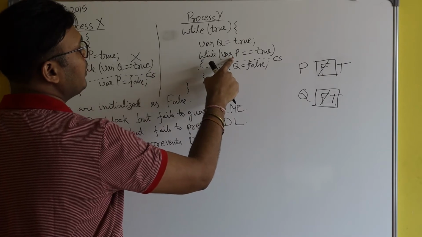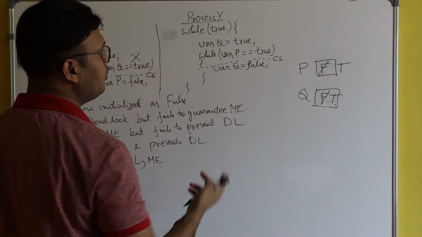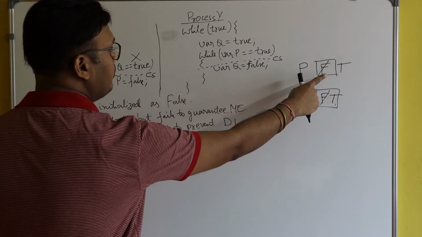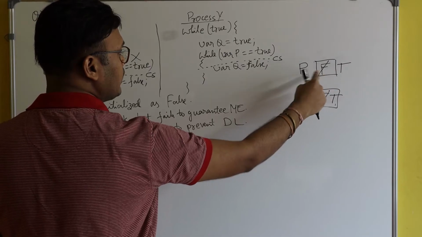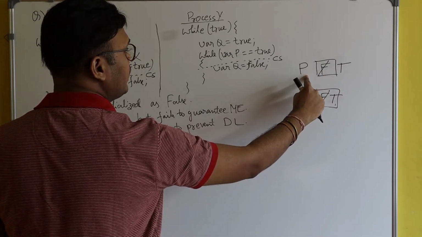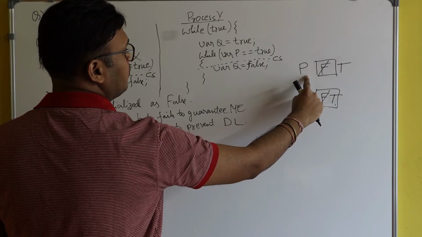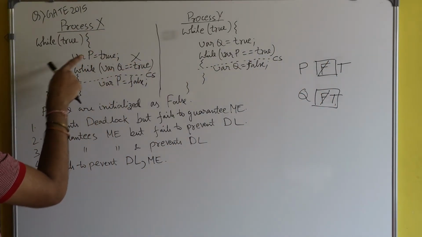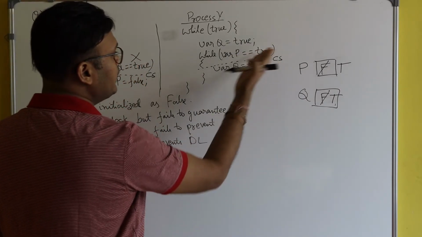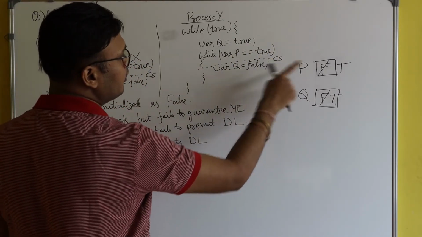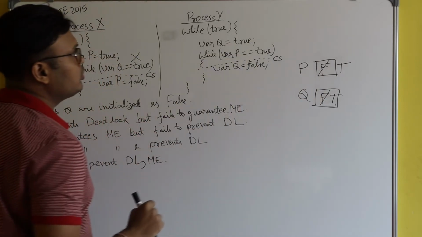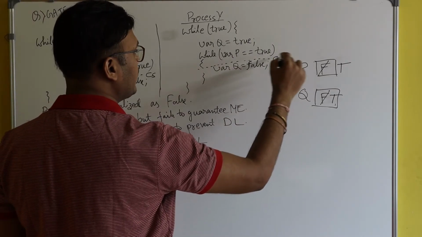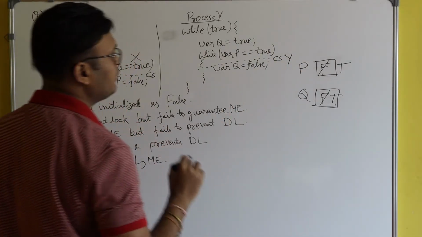After that, process Y will execute the while loop condition: while P equal to true. Is it true? Variable P is true, which was set by process X. So true is equal to true. Since this condition is true, process Y will enter inside the critical section.